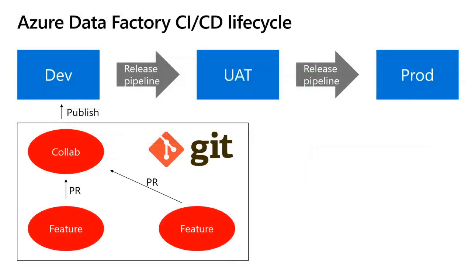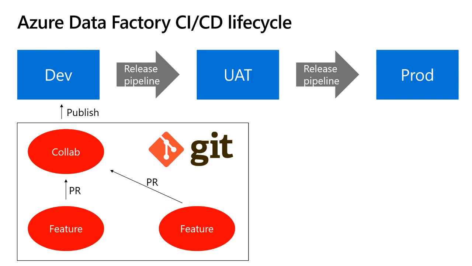Now, in Data Factory, these concepts are applied pretty much one-to-one. All of the creating of feature branches and merging them back into main is done in Git, which is a technology that makes version controlling very, very easy.